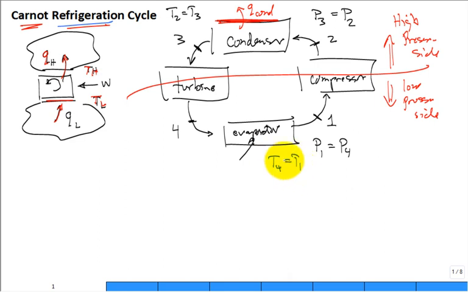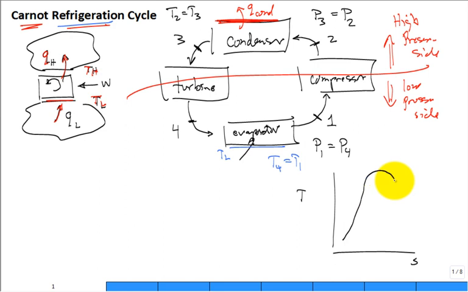Well, you need to bring in the heat all at that low temperature, TL. Otherwise, you won't have a Carnot refrigeration cycle. Okay. Well, how do I do that? Well, it's maybe easiest to visualize this on a temperature entropy diagram.